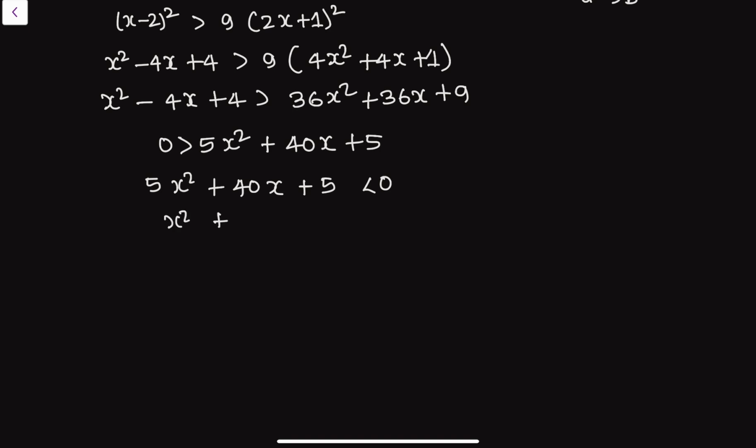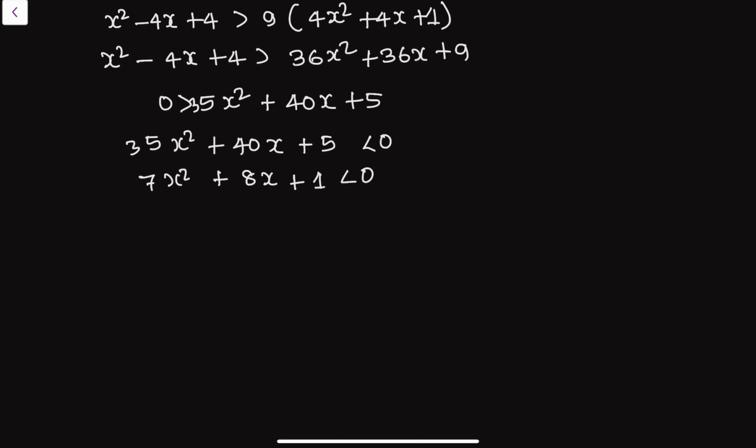x square plus 8x. Well, this is 36x square, so this quantity would be 35. Okay, this is 35. So when you divide this entire equation by 5, you get here 7x square plus 8x plus 1 is less than 0. Well, we can factorize this, so you can put here 7x in one bracket plus 1, and x plus 1 in another bracket is less than 0.